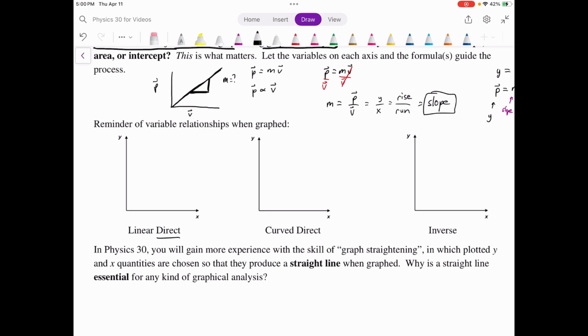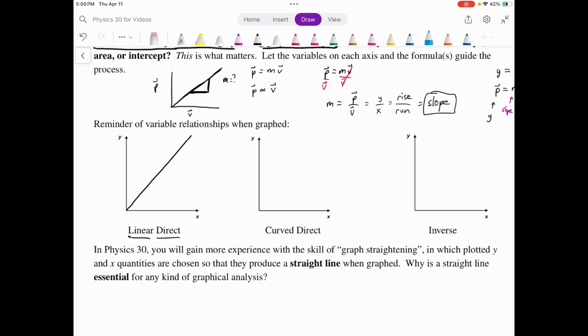Bigger velocity results in bigger momentum. And linear just means it changes by the same factor. So doubling the velocity, for example, also doubles the momentum, right? There's no squaring or anything happening like that. So there we go. That's a linear direct relationship.